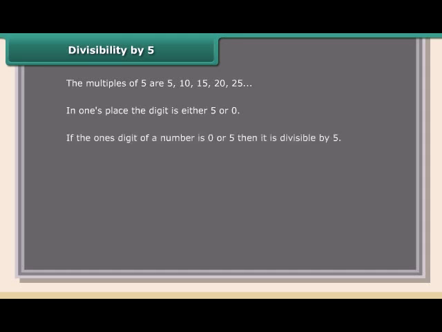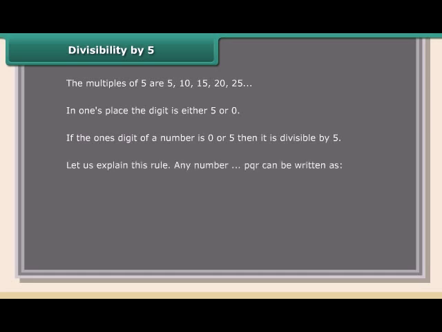Divisibility by 5. The multiples of 5 are 5, 10, 15, 20, 25 and so on. In ones place, the digit is either 5 or 0. If the ones digit of a number is 0 or 5, then it is divisible by 5. Let us explain this rule.